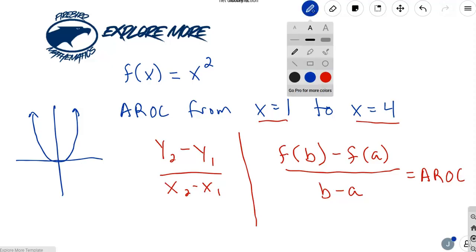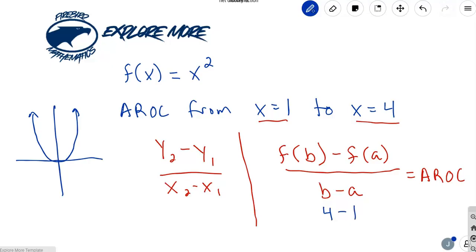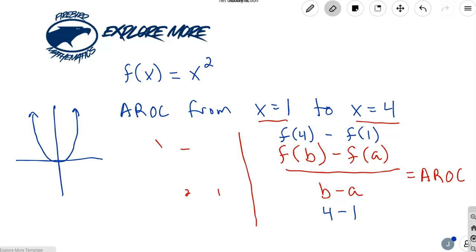So to use this formula, we know the x values. They're still going to go on the bottom, 4 minus 1. But this formula gives us some sort of visual for how to find the corresponding output values. So instead of f of b, we're going to find f of 4 minus, instead of f of a, we're going to find f of 1. And so our formula to find the average rate of change from 1 to 4 is going to be f of 4 minus f of 1 all over 4 minus 1.